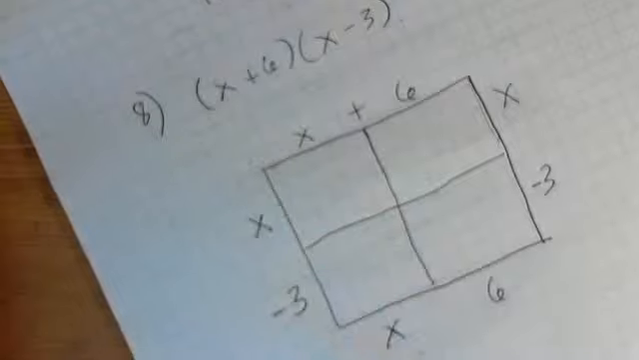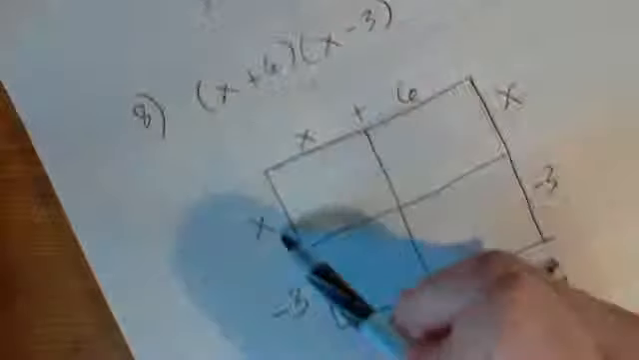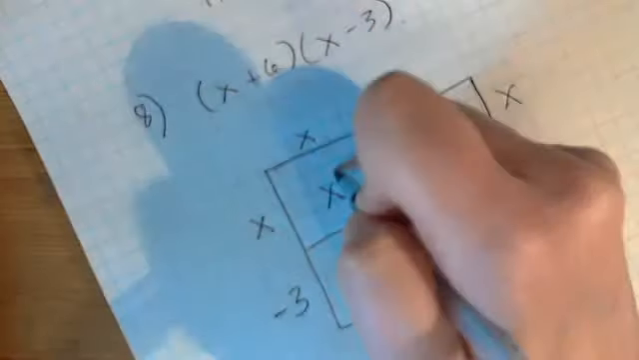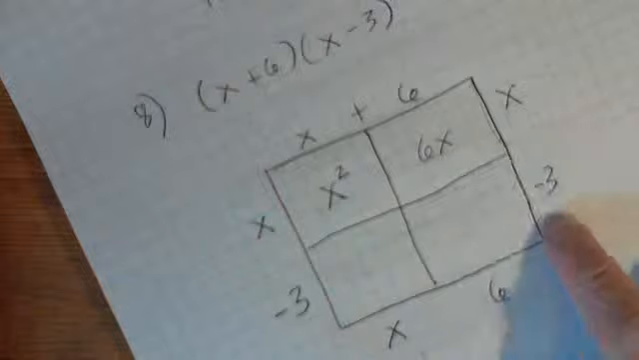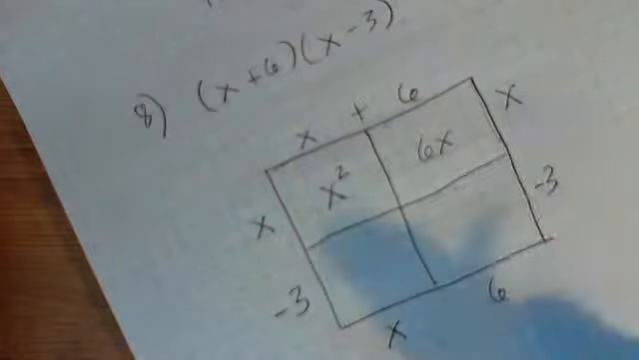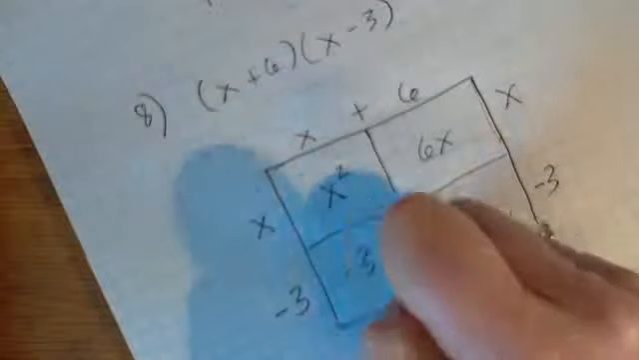Now all I have to do is multiply the sides to find the areas. x times x, x squared. 6 times x, 6x. Negative 3 times positive 6, negative 18. Negative 3 times x, negative 3x.